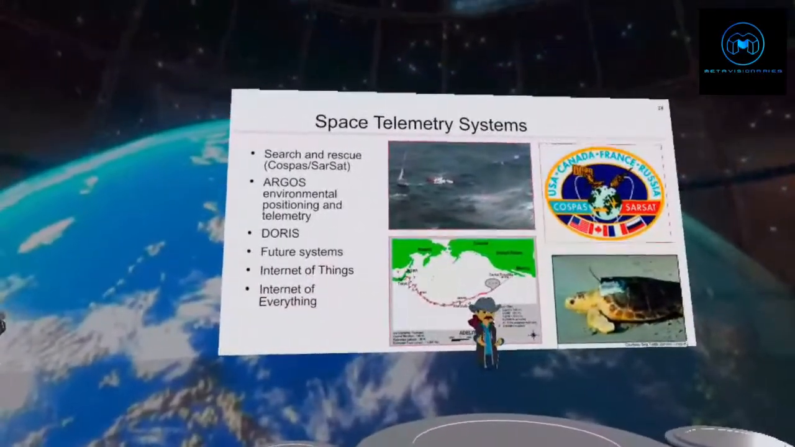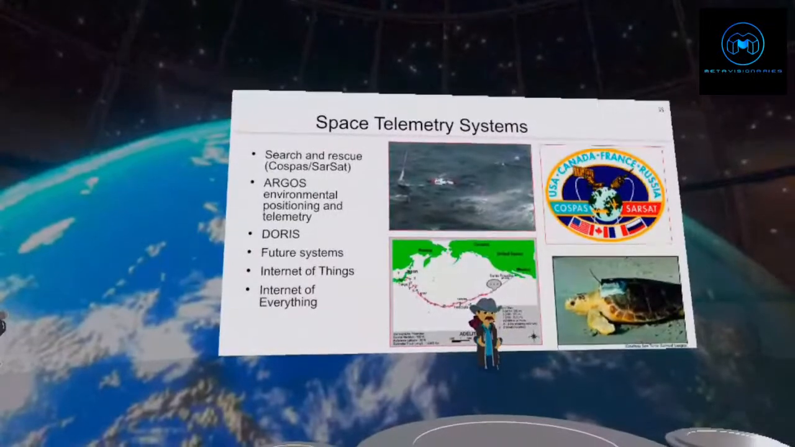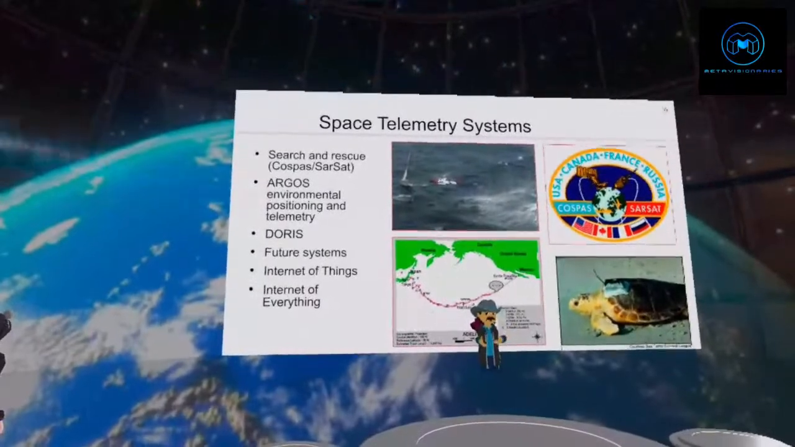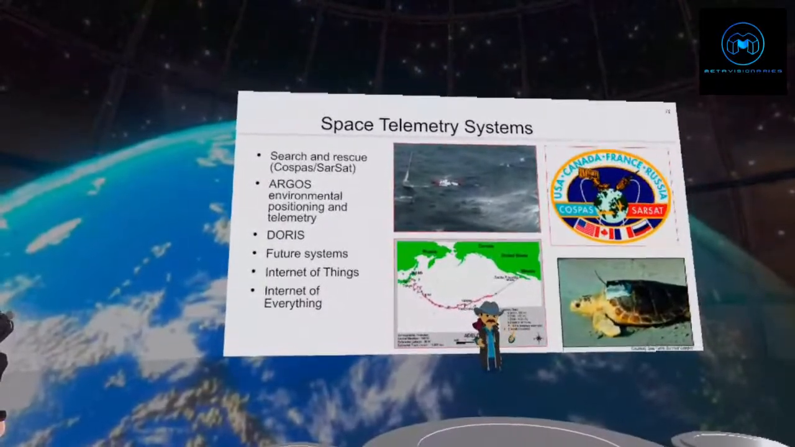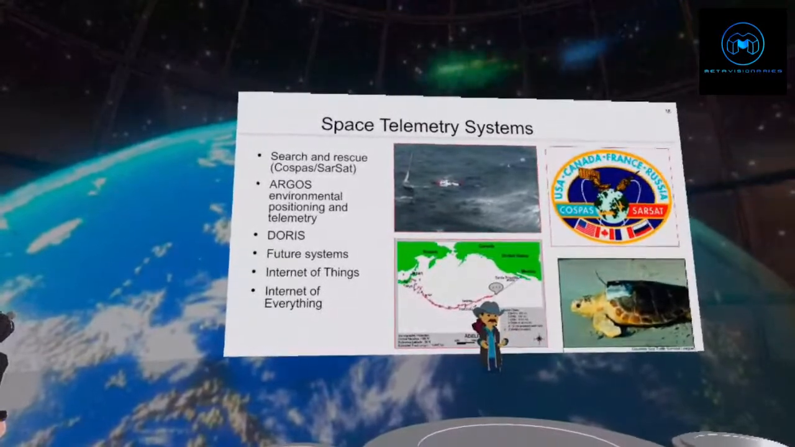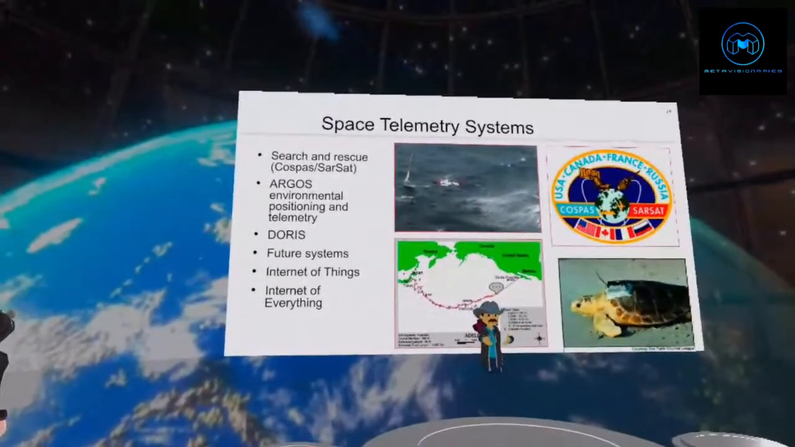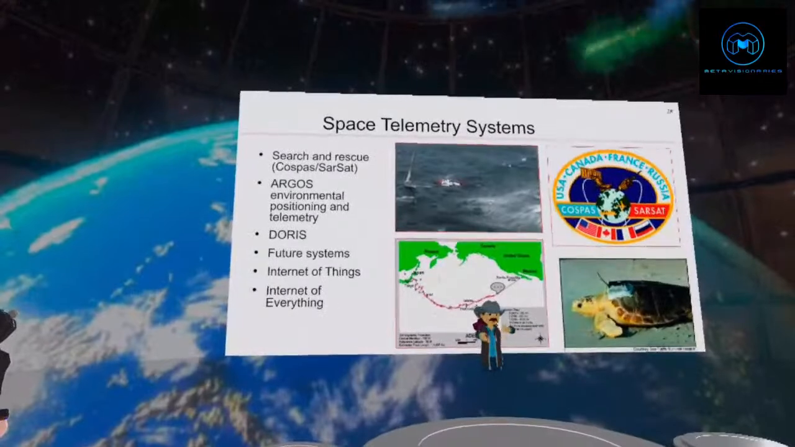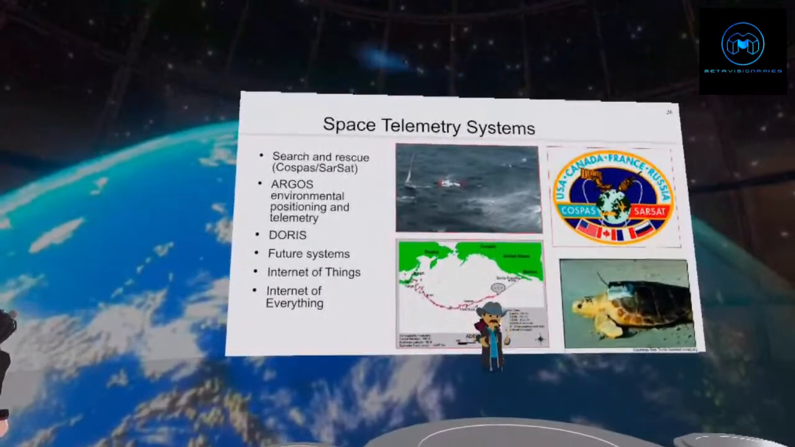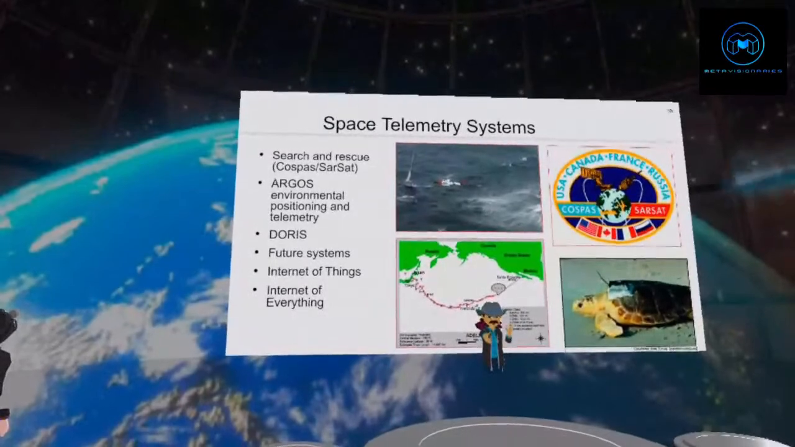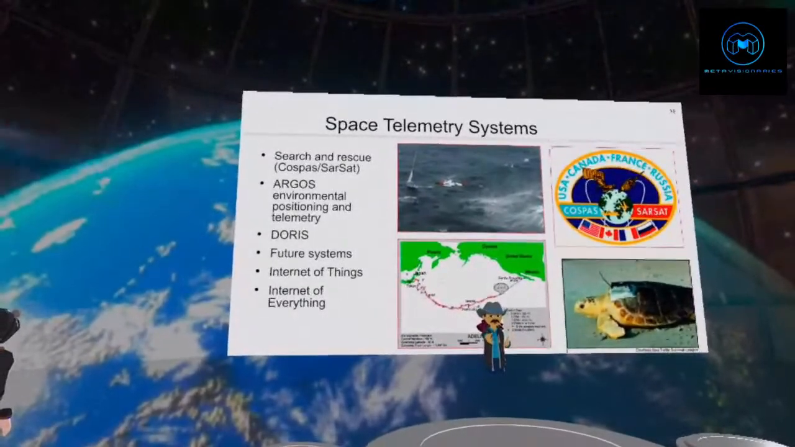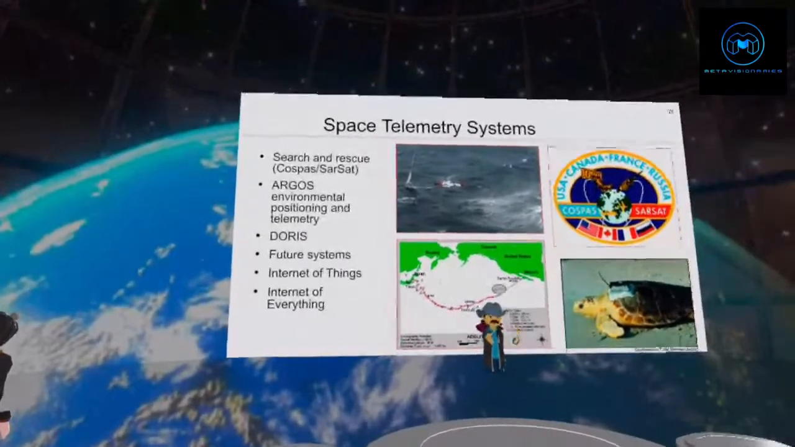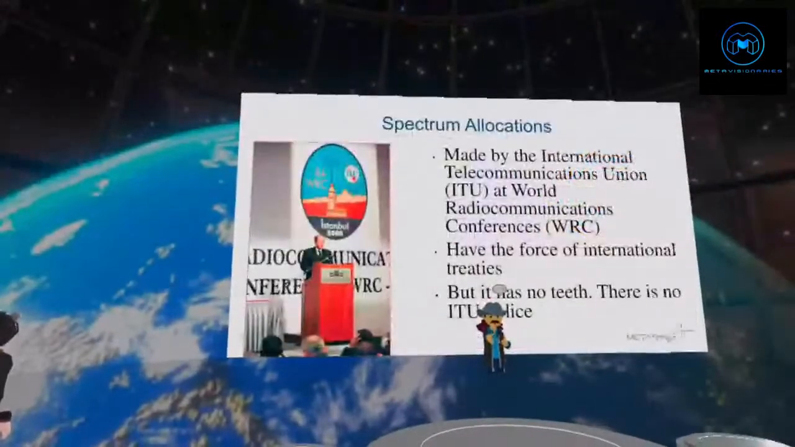A subset of this are what we call space telemetry systems. We have a global search and rescue system for aircraft and ships at sea. We have the Argos environmental monitoring and positioning systems, and we have many others. And these are all becoming an integrated part of the Internet of Things, the Internet of everything. Space is and will be even more important in this whole concept of the Internet of everything that is just on the doorstep of our world today.